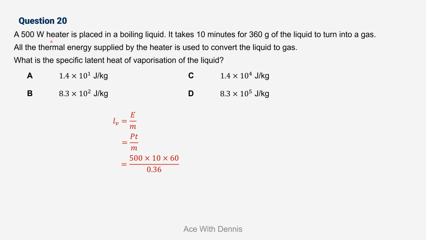The power is 500 times the time given, which is 10 minutes. It will convert to seconds, so I multiply by 60, then divide by the mass. This is 360 grams. I want my answer in kg, so converting to kg becomes 0.36. Then calculate everything together. We have 833,333. Okay, so I want it in standard form. So it becomes 8.3 times 10 to the power 5 joules per kg. The answer will be D.